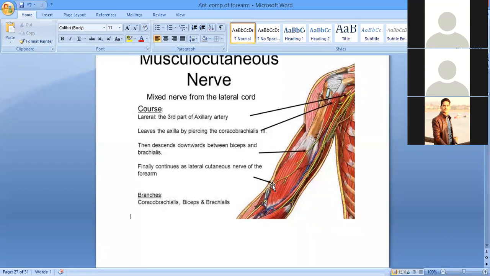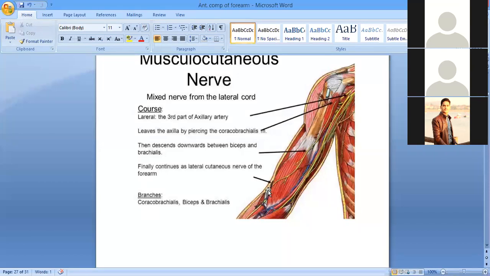Lateral aspect of the biceps, it comes here, right? And then here, about 2 centimeters above the elbow, it pierces the deep fascia. The deep fascia is a deep structure, so it is going to become superficial. It pierces the deep fascia, becomes superficial and continues as the lateral cutaneous nerve of the forearm. Here you can see this one. Is it clear, beta?